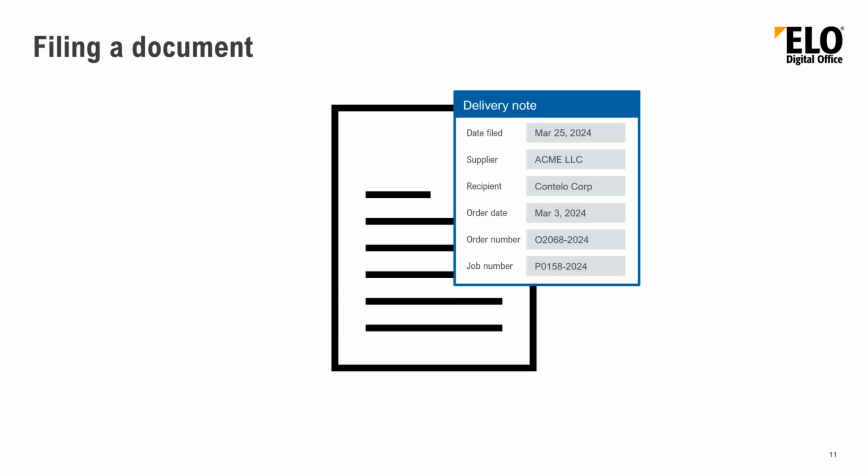On the other hand, you can find the document much easier afterwards, because when you're looking for a delivery note for this specific order number, you will find the document because this information is stored in the metadata.